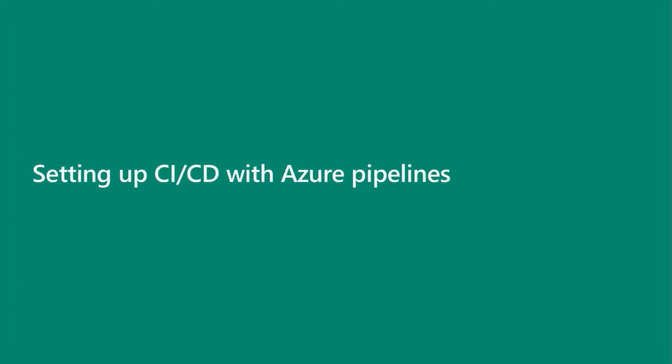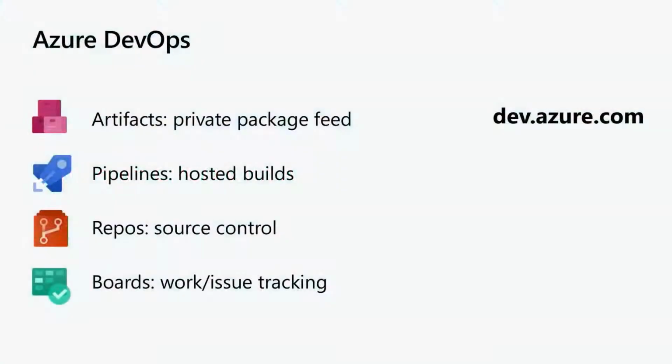So in the last few minutes, I want to talk about how we set up CI/CD for this application with Azure Pipelines. If you're not familiar with Azure DevOps, it's actually a suite of services for developer tools, right? So there's a few different things. There's Azure Artifacts, which actually gives you a private package feed. So if you're building Python packages and distributing them internally, you can use Azure Artifacts for both a private and a public feed. And then there's Azure Pipelines, which gives you hosted builds. So we're going to be using that to deploy the app. And there's also Azure Repos for source control and then Boards for work and issue tracking.